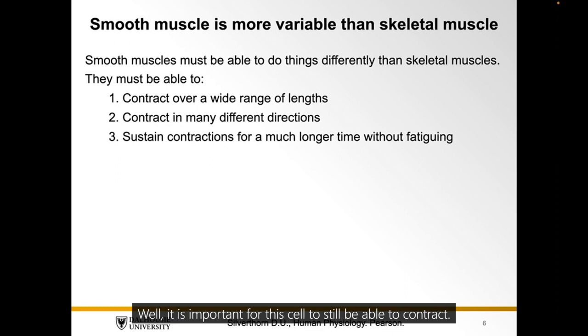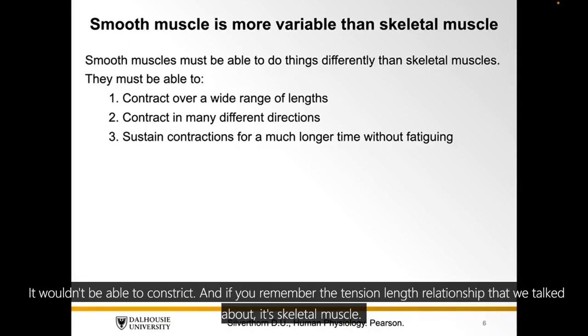Well, it is important for this cell to still be able to contract so that you can expel this urine in the external environment. It would be very inconvenient if, when your bladder is as full as it can be, it wouldn't be able to constrict.